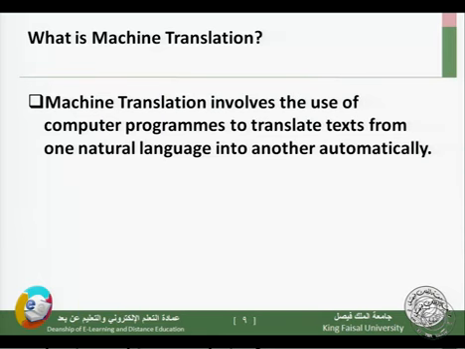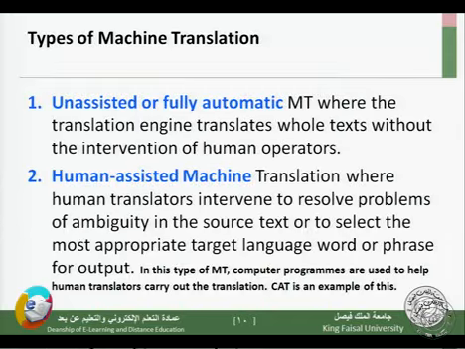It is less complicated than the computer-aided translation, I think, for you to understand, but probably a different system, and you know, each system has its own advantages and disadvantages. But this one, machine translation, means the use of computer programs to translate text from one natural language into another automatically. This is what we mean by machine translation, all right? Now, what are the types of machine translation? There are two types.